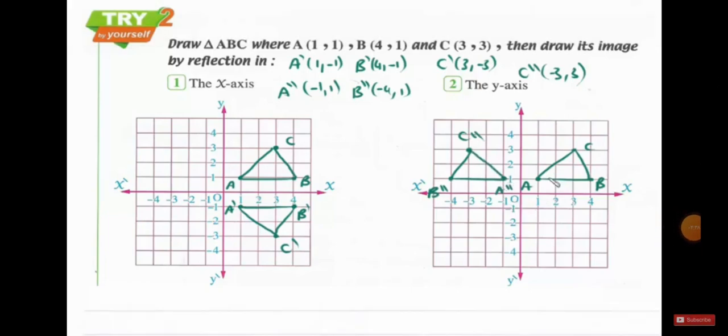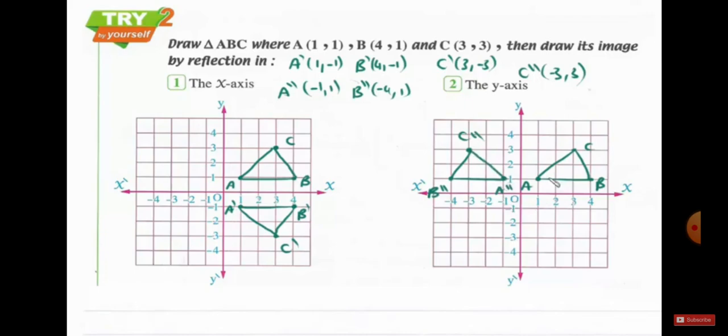In this example, draw triangle ABC where A equals (1, 1), B (4, 1), C (3, 3). Then draw its image by reflection in the x-axis and the y-axis. First, I'll make the reflection in the x-axis. Draw triangle ABC with A (1, 1), B (4, 1), C (3, 3). Then A dash will be (1, negative 1), B dash (4, negative 1), C dash (3, negative 3), and draw the triangle as we see. This is the reflection in the x-axis.